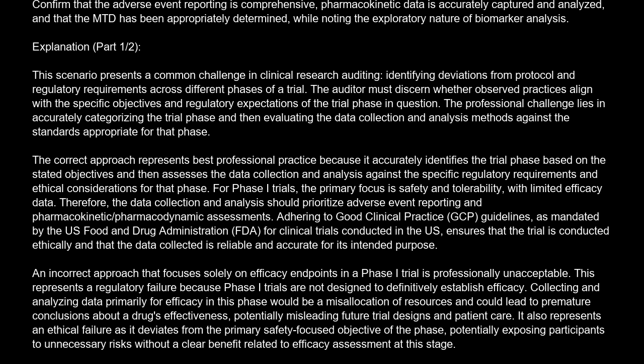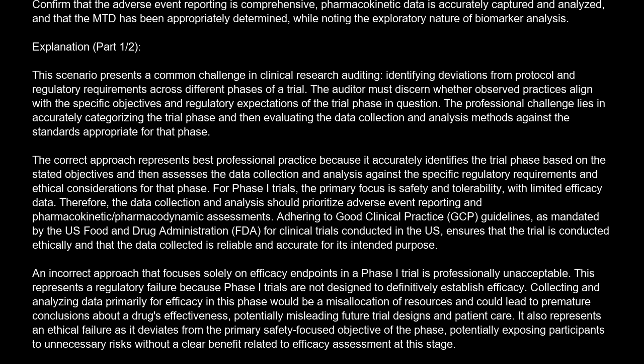The auditor must discern whether observed practices align with the specific objectives and regulatory expectations of the trial phase in question. The professional challenge lies in accurately categorizing the trial phase and then evaluating the data collection and analysis methods against the standards appropriate for that phase. The correct approach represents best professional practice because it accurately identifies the trial phase based on the stated objectives and then assesses the data collection and analysis against the specific regulatory requirements and ethical considerations for that phase.